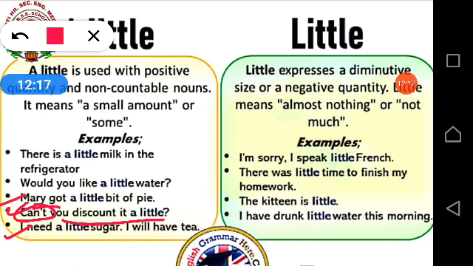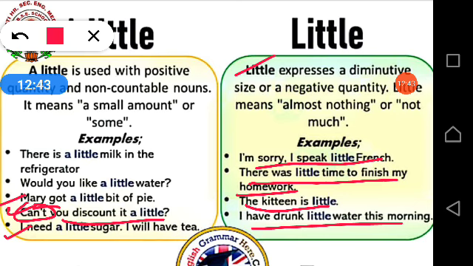Okay. But here you see little. Where we are using little, little expresses a diminutive size or a negative quantity. And little means almost nothing or not much. Examples of little: I am sorry. I speak little French. There was little time to finish my homework. The kitten is little. I have drunk little water this morning. Okay.